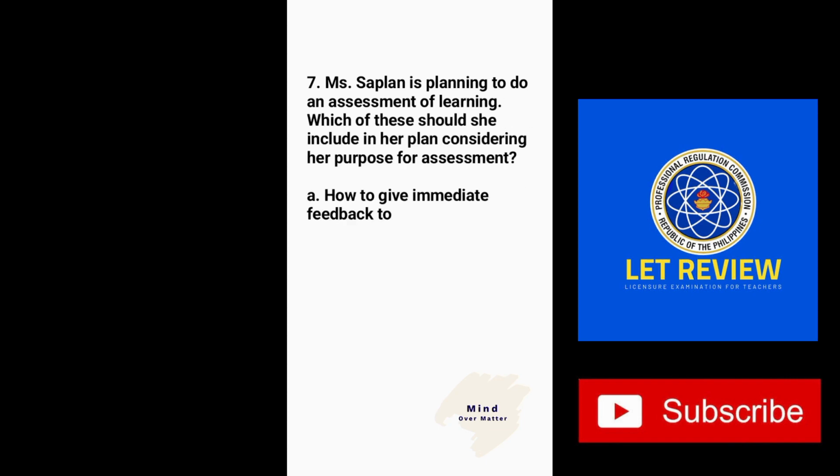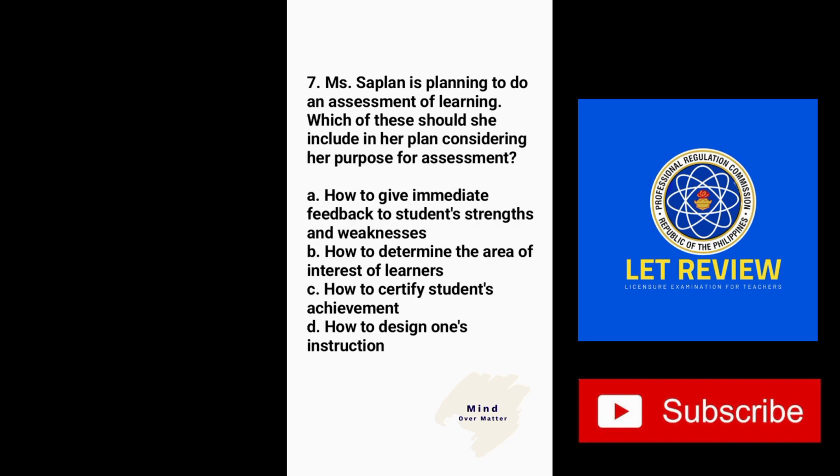Number 7. Ms. Saplan is planning to do an assessment of learning. Which of these should she include in her plan considering her purpose for assessment? A. How to give immediate feedback to students' strengths and weaknesses. B. How to determine the area of interest of learners. C. How to certify students' achievement. D. How to design one's instruction.